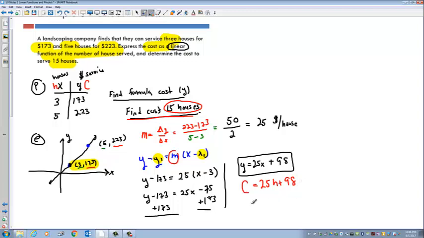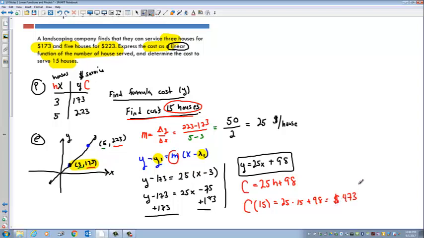So for the last part, you can use functional notation if you like. The cost of 15 houses will be equal to, and you just do 25 times 15 plus 98. Now I'd probably use my calculator to crunch this number, and if you do, you should get out $473.